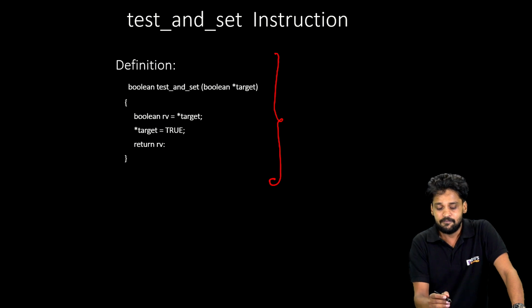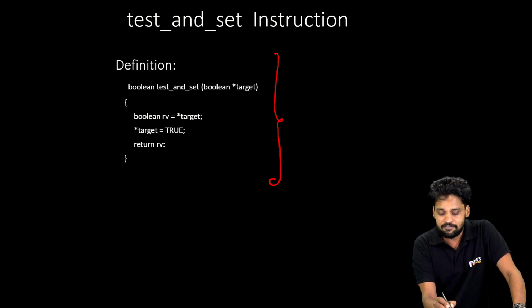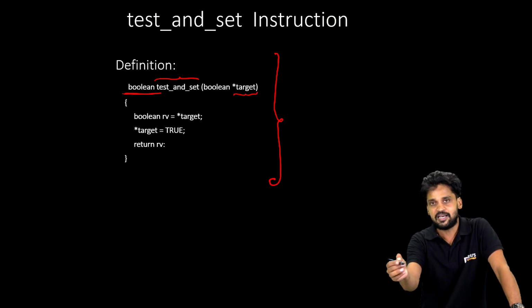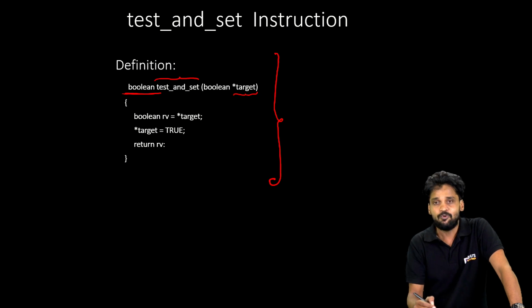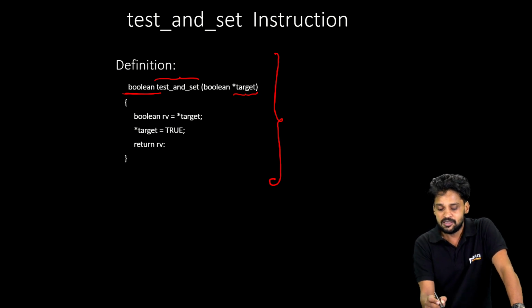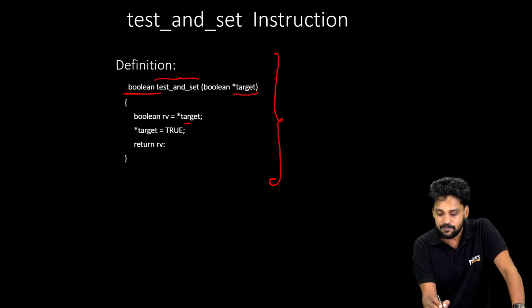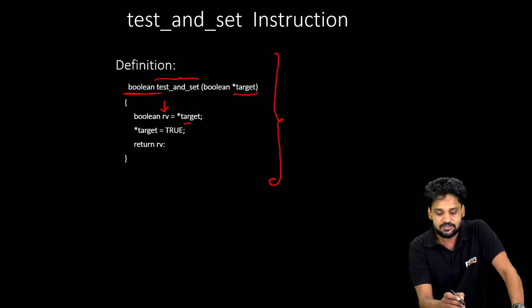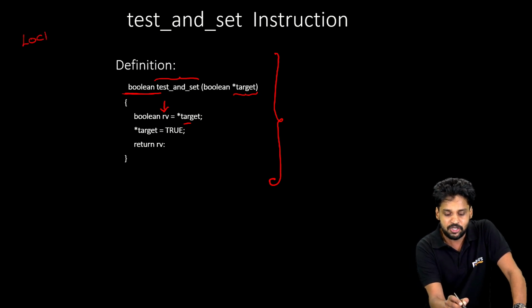Here, we are going to define a function of type boolean. The function type is boolean. The name is test and set. Here inside, we are going to use a parameter which is called target. This target is the actual lock. Inside, what exactly is going to happen is, the initial value of the lock will be passed to a return value, to a temporary variable within the function. Let us say the initial value of the lock is equal to 0.